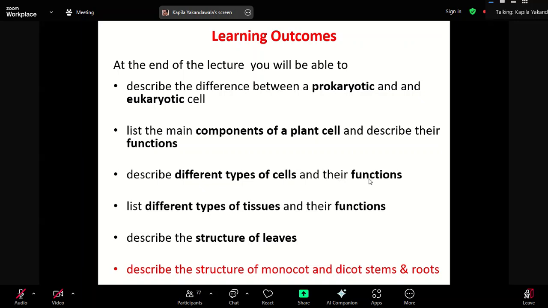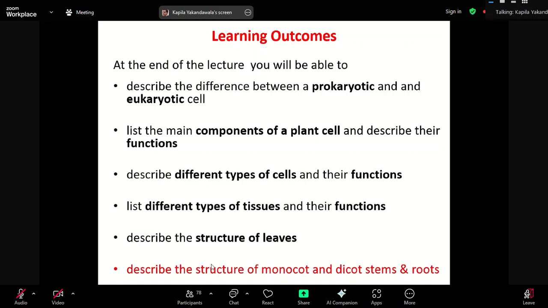Different types of cells and functions. You know, all the cells are not similar. They are of different types. They are modified to perform different functions. Then types of tissues and functions. Then structure of the leaves. Then the structure of monocot and dicot root.